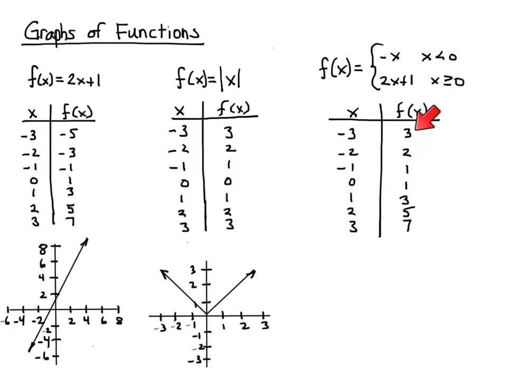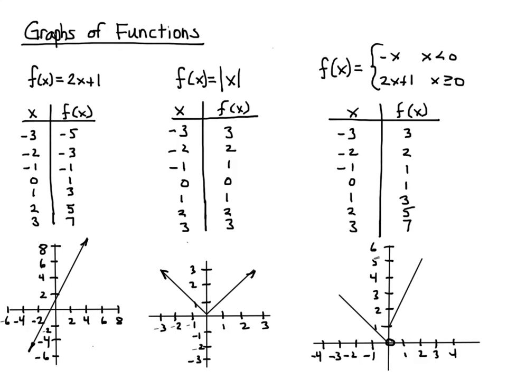So if x is less than 0, we're just going to take negative x, which in this case is 3, or 2, or 1. So it does the same kind of thing as the absolute value. But then at 0, my point is going to be 2 times 0 plus 1. And same thing with the rest of these values. So if I take 2, 2 times 2 is 4 plus 1 is 5, and then the other point. So we have these points, and we then make a graph.